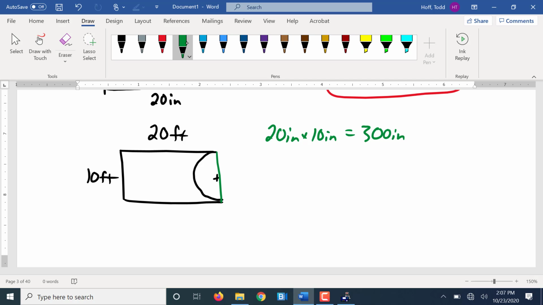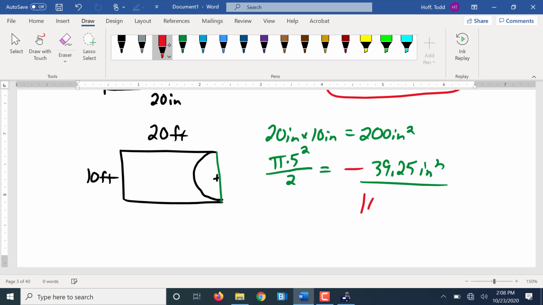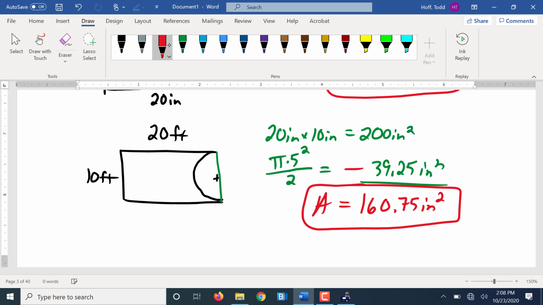Wow. Some days the internal calculator doesn't work so well. So 200 square inches. How do I find the piece I have to subtract out there? Okay. We divide by 2, perfect. So that comes out to be 39.25. And that does have to be subtracted. Perfect. So we get an area of 160.75.